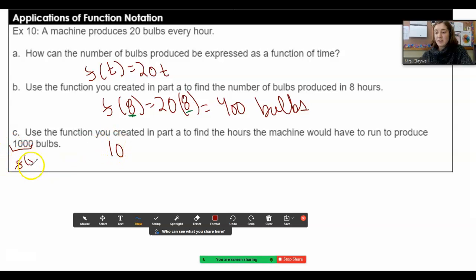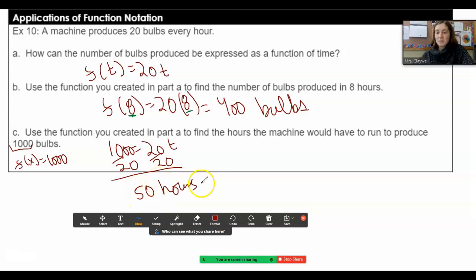This is telling me f of x equals 1,000. So 50 hours equals t.